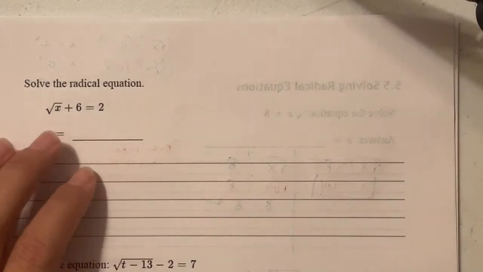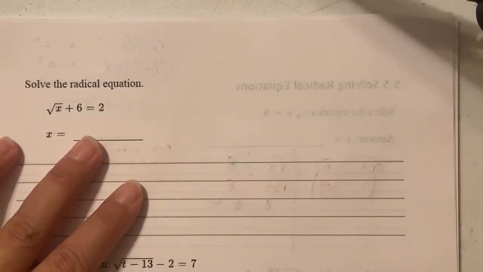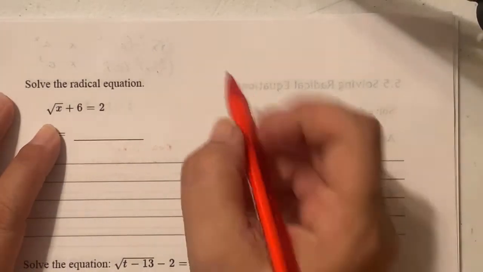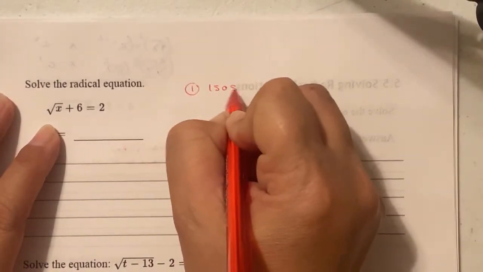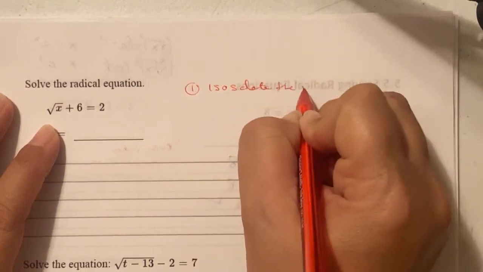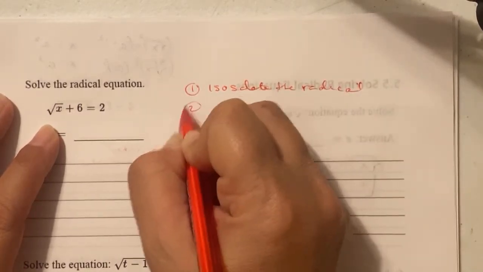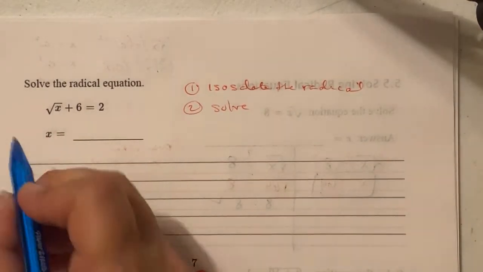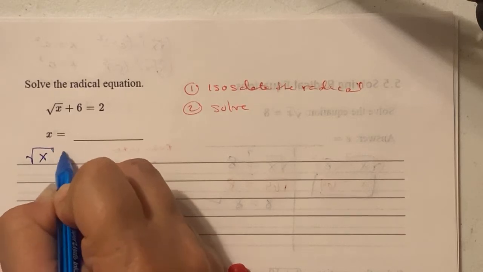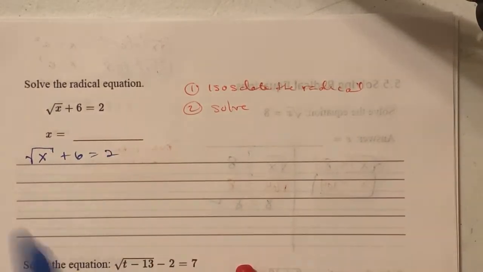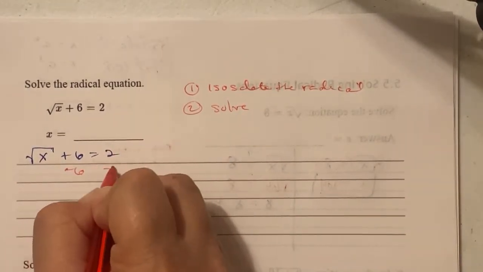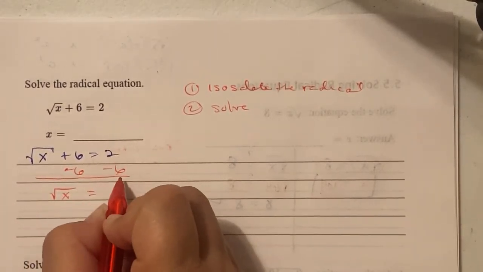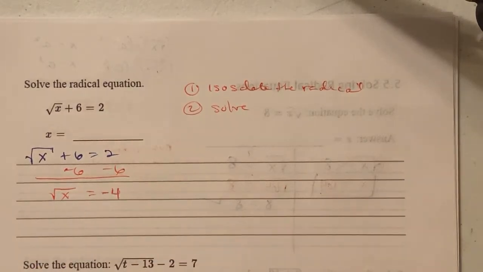On this problem, it says square root of x plus 6 equal to 2, and the 6 is not inside the radical. So when you come to problems like this, the first thing you need to do is isolate the radical. And then step 2 would be to solve. So on this problem, I take my original. I need to subtract the 6 over to the right side. So I have radical x equaling, I had 2 but spent 6, I'm short 4.